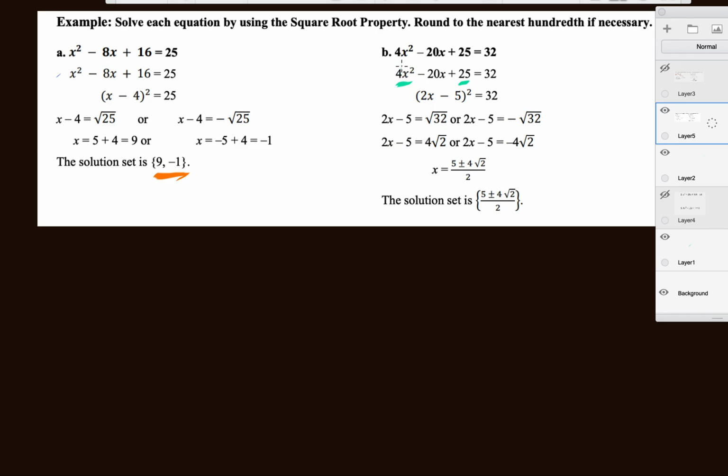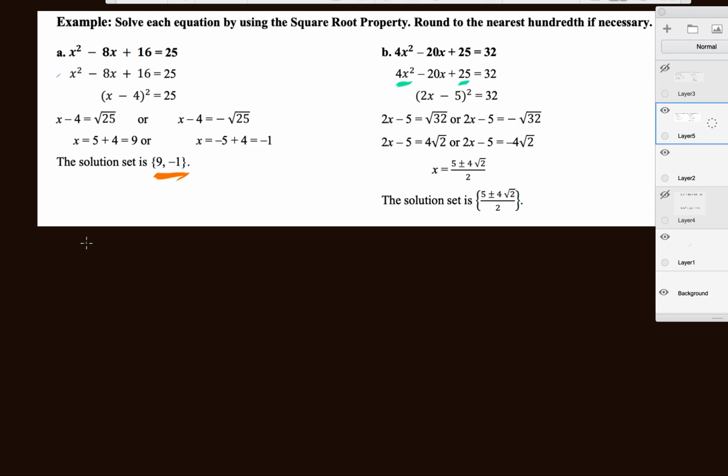And so we break this down into 2x minus 5 squared, right? Remember, all we did was we take our lead term and our constant term, and we just take the square root of them, and then we look at this symbol right here in front of the middle term, and that's what becomes our operation symbol.